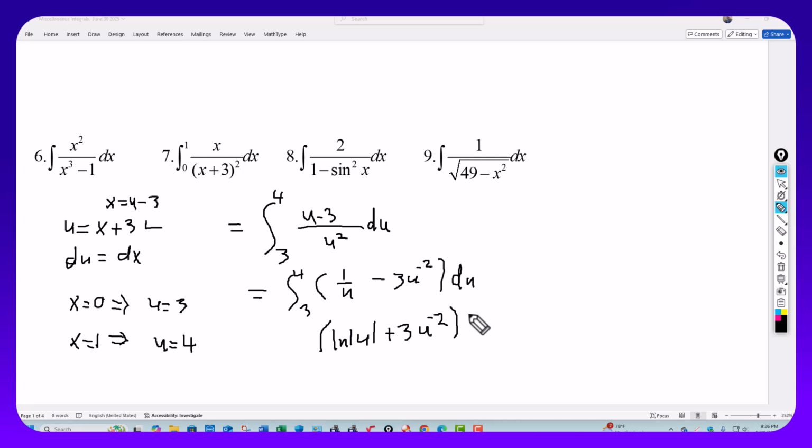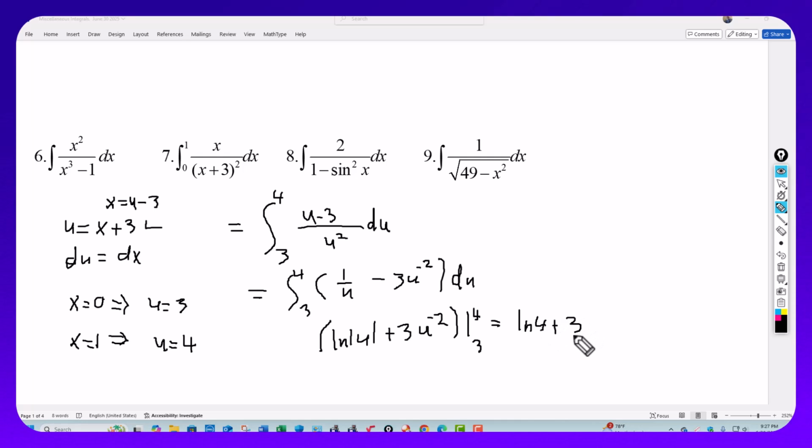Now we evaluate at the lower limit and the upper limit. So it's the upper limit first. We replace the u by 4, so this will be ln. The absolute value of 4 is going to be 4, so we just put 4 here.